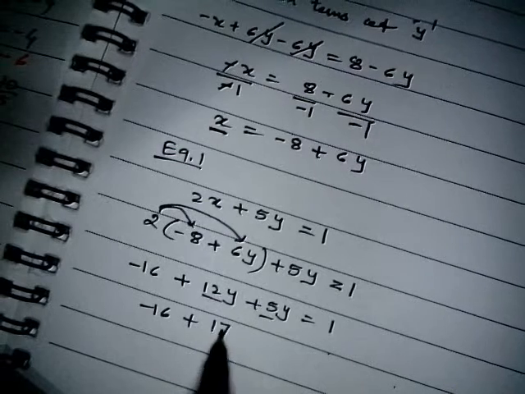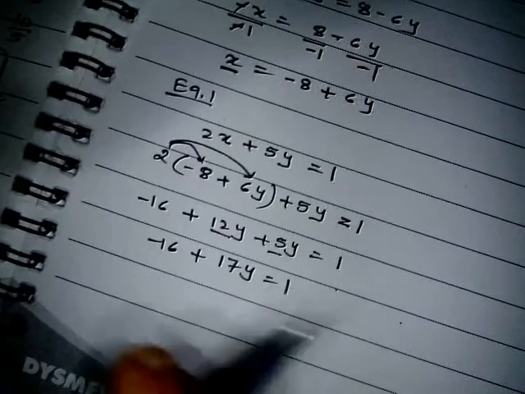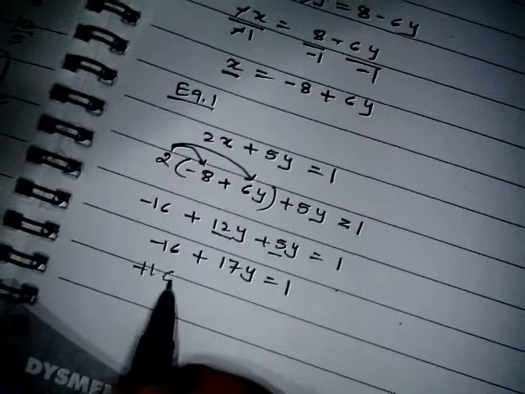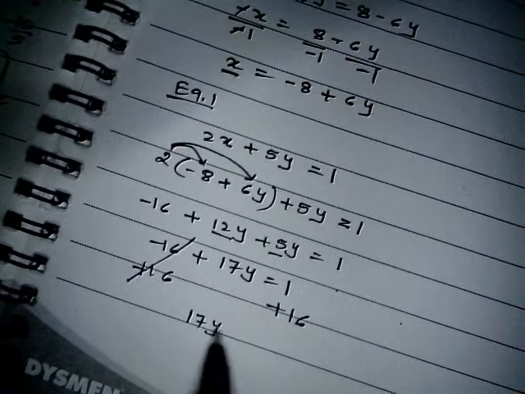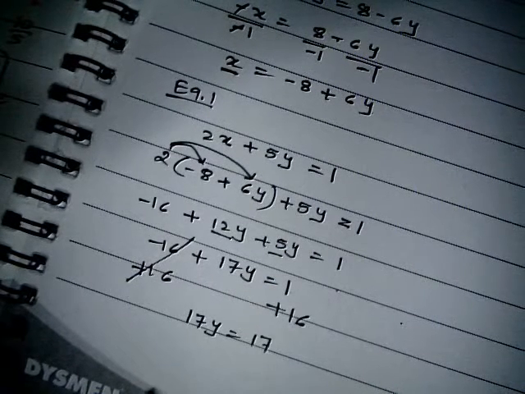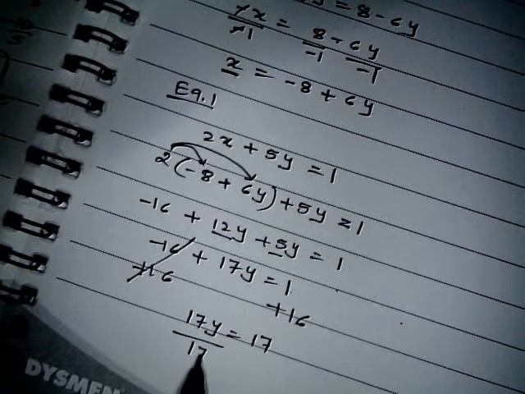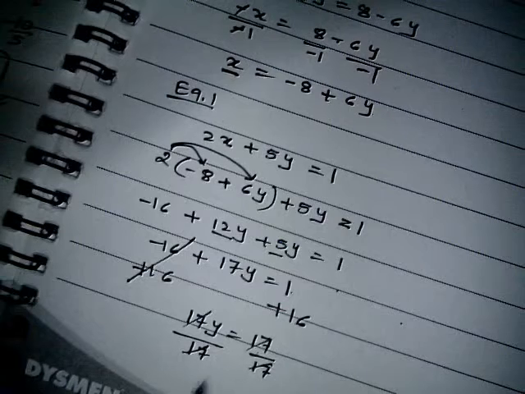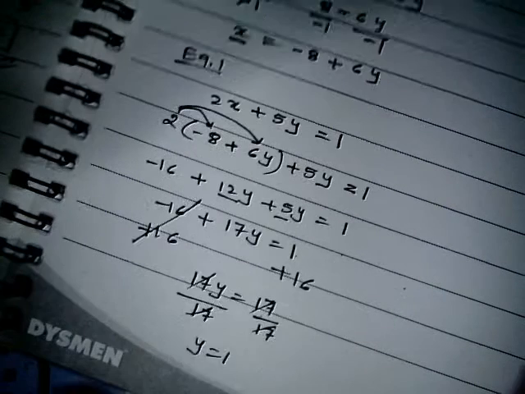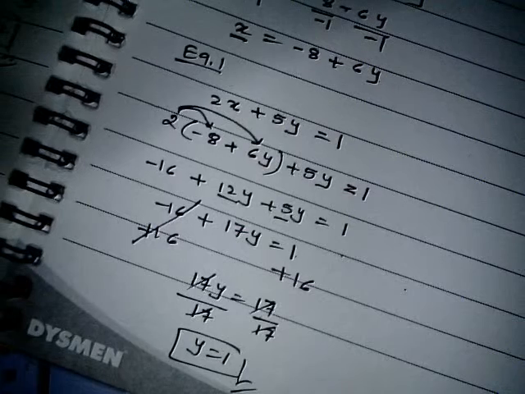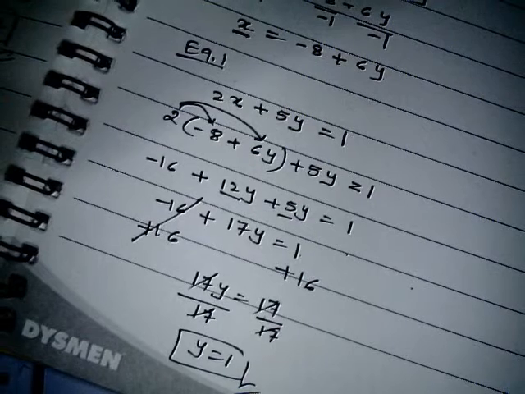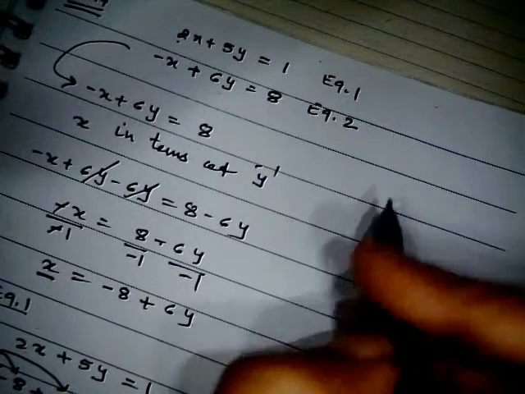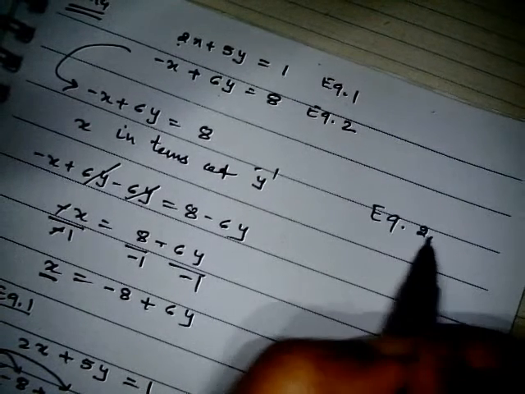Now to shift this negative 16, I need to add positive 16 on both sides. This cancels out. This is 17y equals 1 plus 16, that is 17. Now to remove this 17, I need to divide both sides by 17, so the y value is 1. Now this y value I need to plug into either of the equations, equation 1 or equation 2. That's your choice. I am going to choose equation 1, and the y value you got is y equals 1.